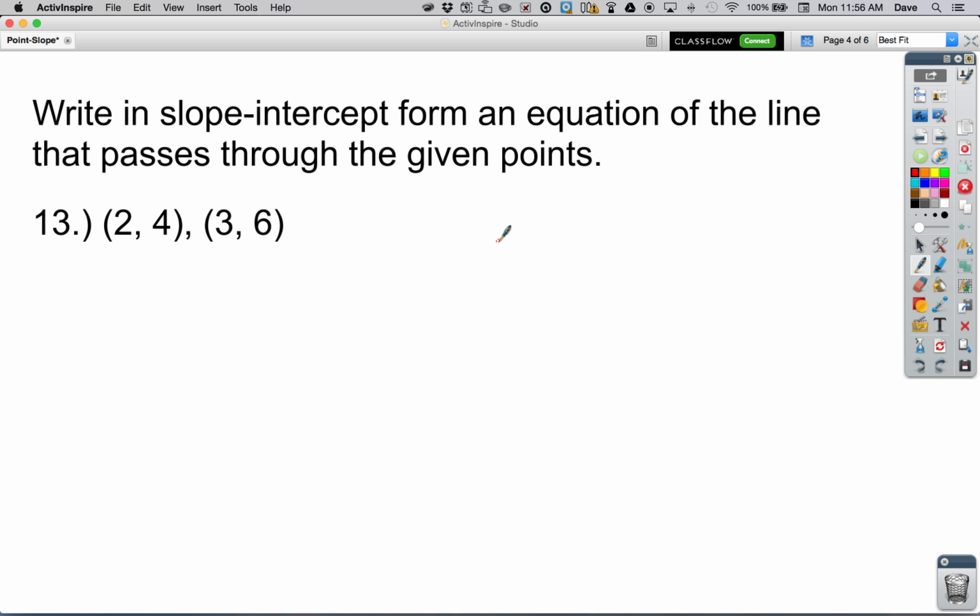Now this one's a little misleading, so I wanted to make sure this was in the video. Write in slope-intercept form an equation of the line that passes through the given points. So you might think, and this is what's misleading about this problem, is they want us to start off in slope-intercept form, but they haven't given us the slope, and they haven't given us the y-intercept either, if you look. This problem actually wants to start off in point slope, and then later we're going to change this to slope-intercept. So on these problems in your homework, start off in point slope form.